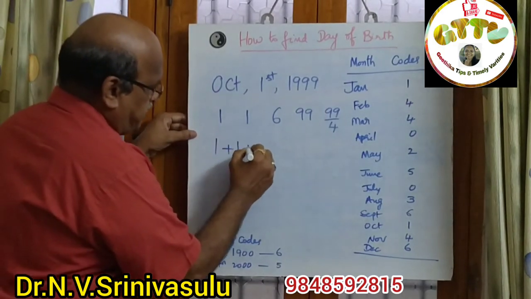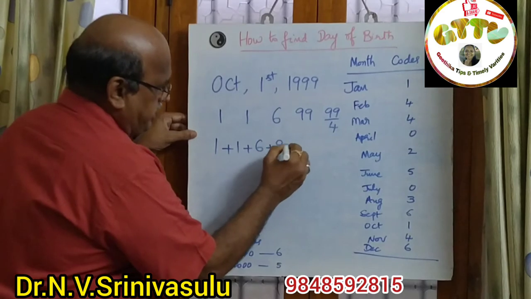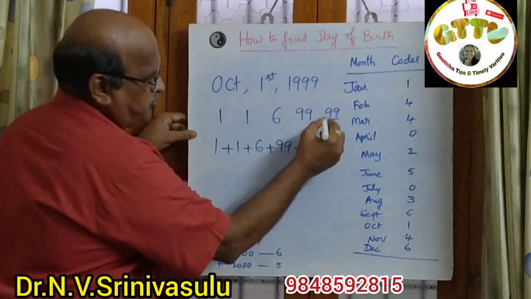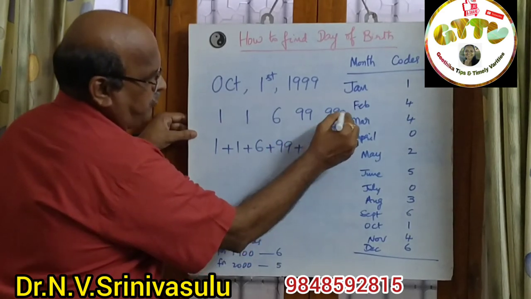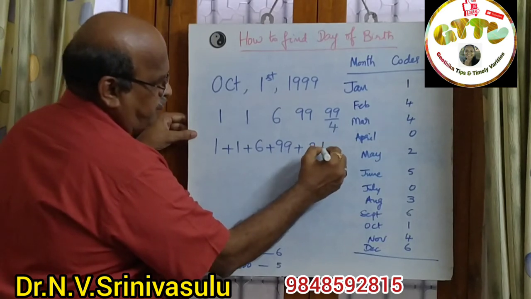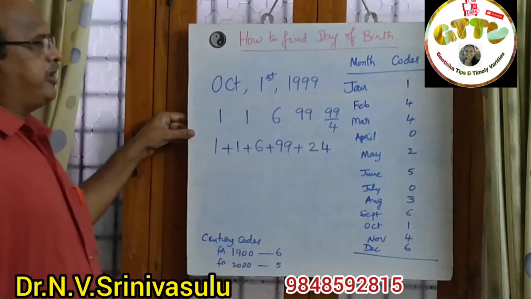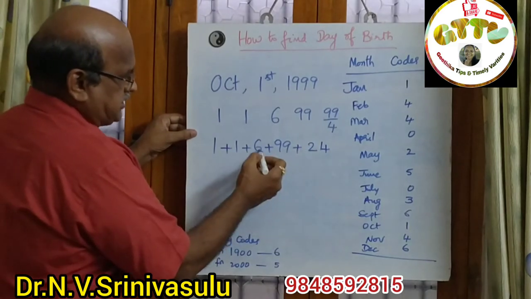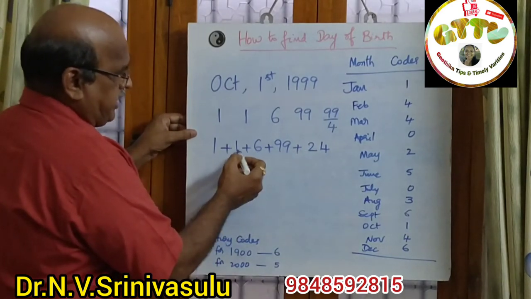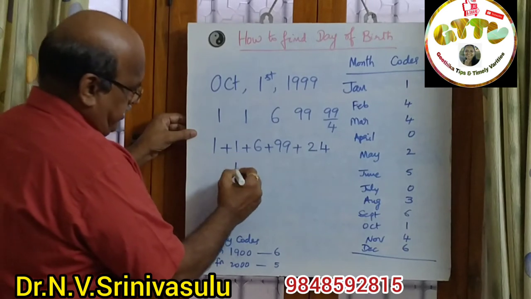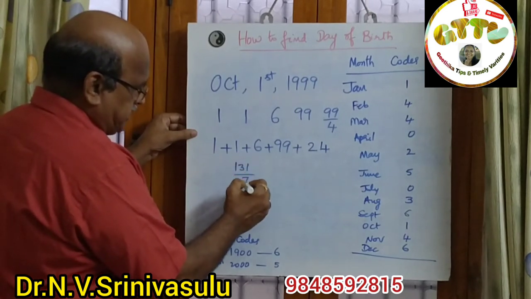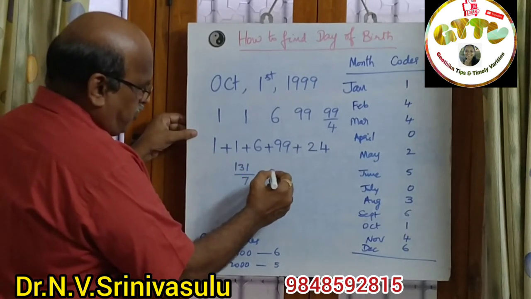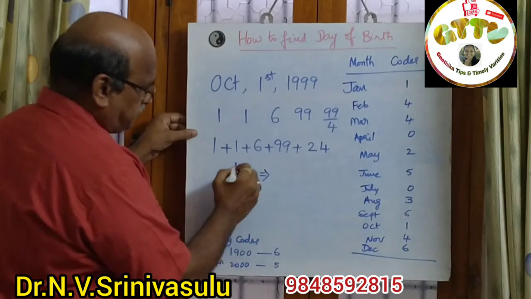1 plus 1 plus 6 plus 99 plus 4 2s are 8. Okay. 6 19. That is 4 4s are 16. Okay. So you are going to get like this. Then here it is going to be 24 plus 6, 30. 30 plus 100, 131. 131 divided by 7 will give you remainder.